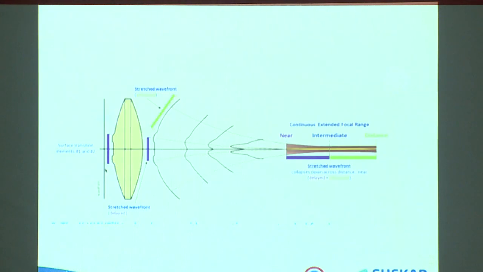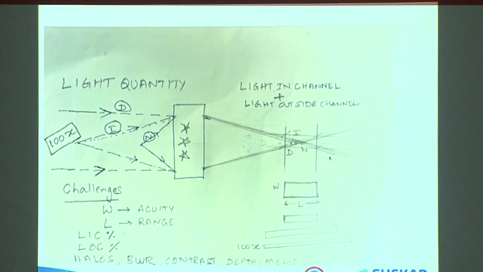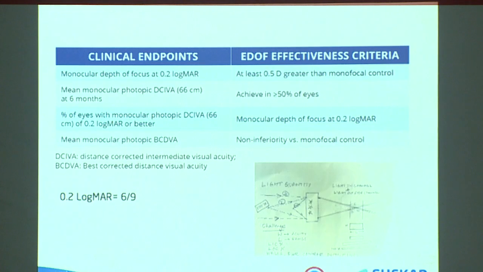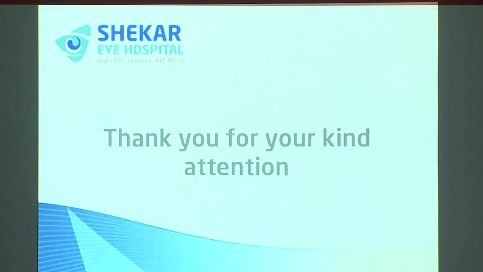Here the advantage is the light distribution is better, light quality is better, and the range is continuous. Halos are less or nil. So you can go through that. This takes time to analyze. There is one diagram which compares how each IOL behaves. And there are guidelines to classify intraocular lenses as which are EDOF category and which are not EDOF category. Due to lack of time, I am not going into that.